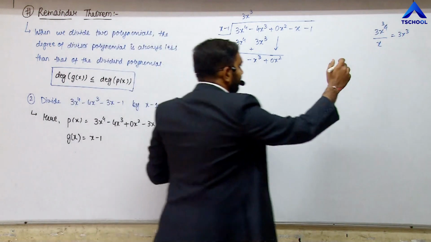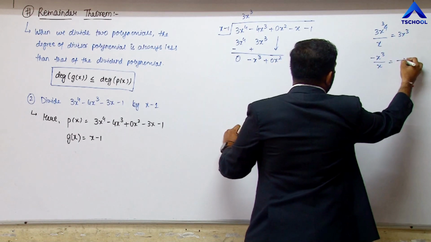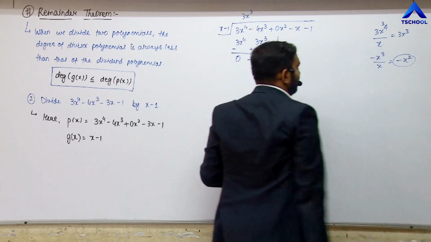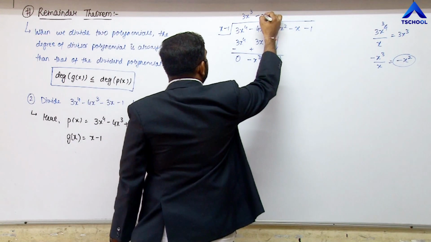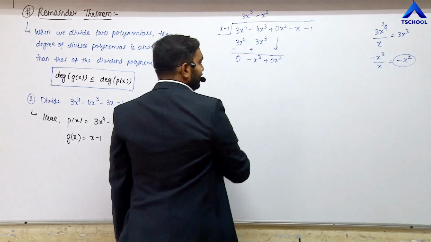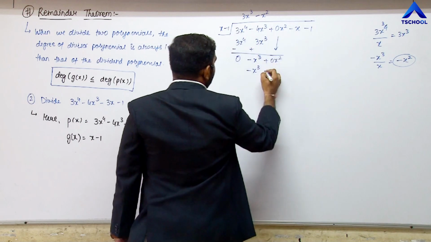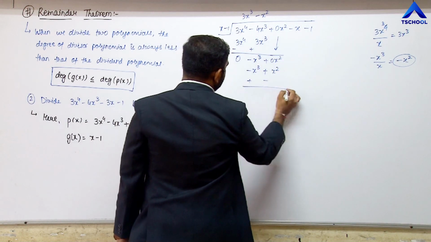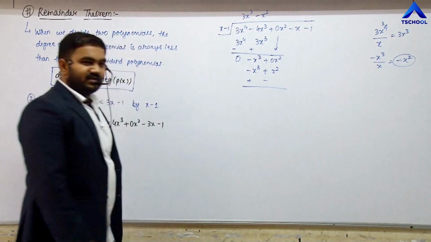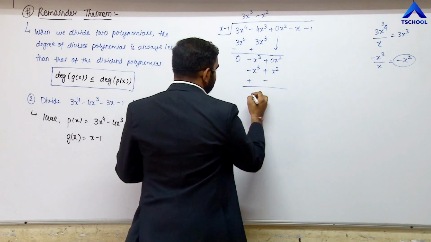Now again check, this is minus x cube, that is x. So if I divide minus x cube by x, x will be cancelled, and that becomes minus x square. So the divisor is now multiplied by minus x square, that is minus x cube, minus into minus plus x square into 1, that is x square. So again change of sign, minus becomes plus and plus becomes minus. So that is minus x cube plus x cube, 0.